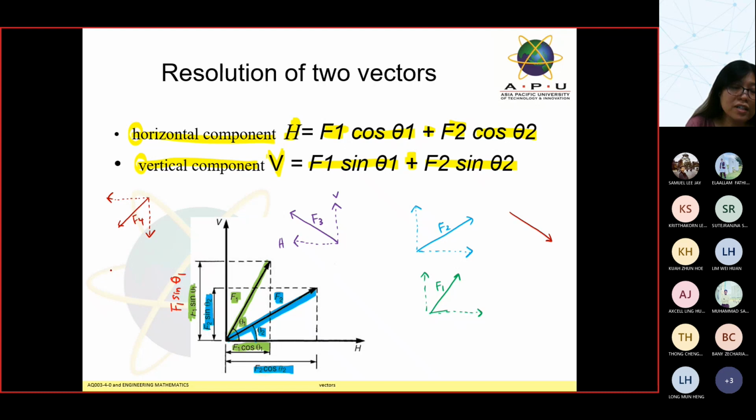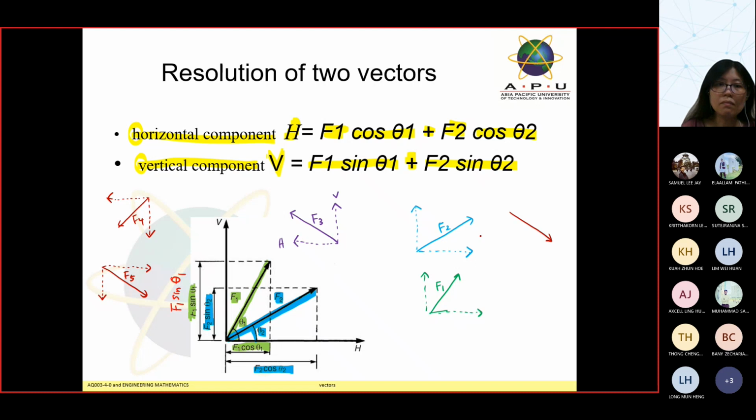If I have another force, let's say F5, which is pointing in this direction, then your horizontal component will be to the right, and the vertical component will be towards the bottom. So this is the direction of the vertical and horizontal components. Please take note of that.